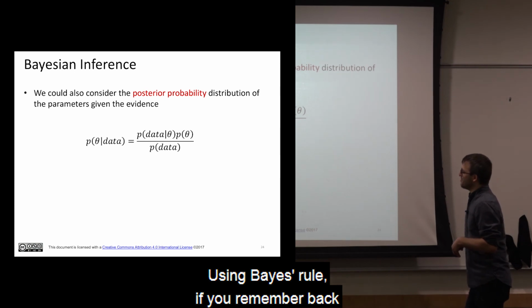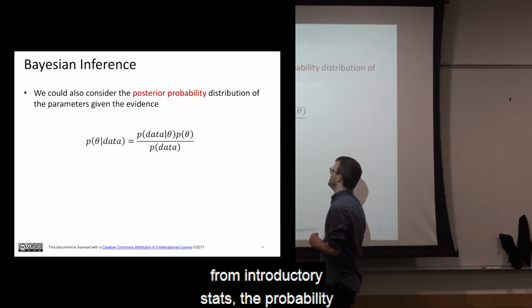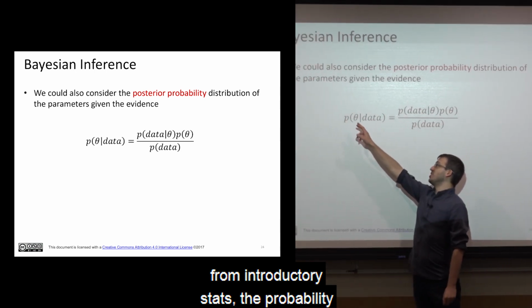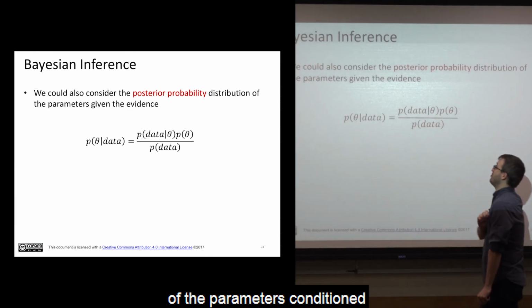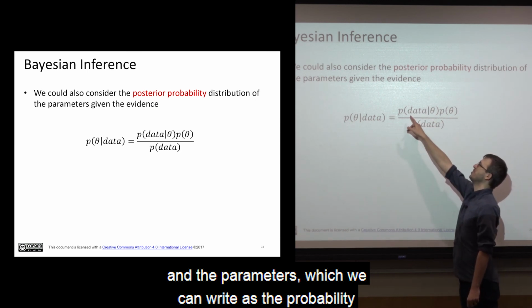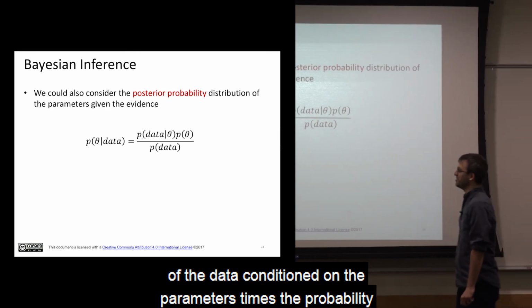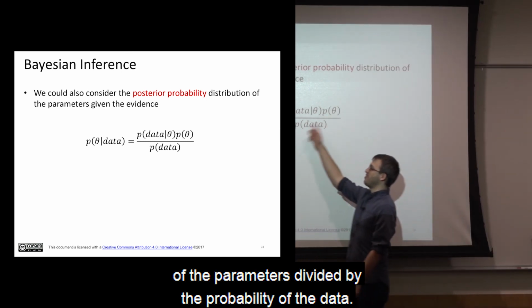Using Bayes' rule, if you remember back from introductory stats, the probability of the parameters conditioned on your data observations is the joint probability of the data and the parameters, which we can write as the probability of the data conditioned on the parameters times the probability of the parameters, divided by the probability of the data.